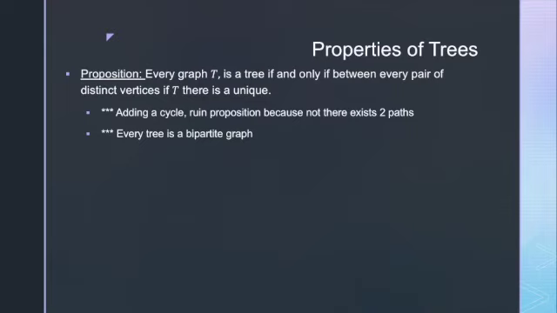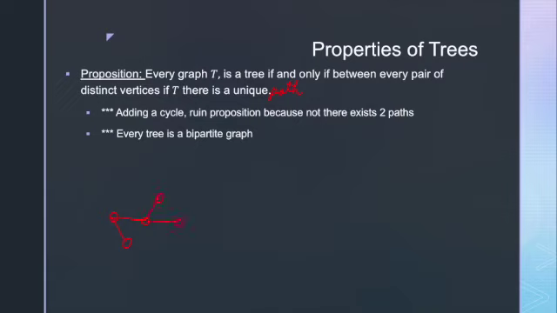So we have a proposition. The first proposition is that every graph T is a tree if and only if between every pair of distinct vertices in T, there is a unique path. The word here is path. There is a unique path. It's important to know that adding a cycle would ruin this proposition, and I'll show you why.